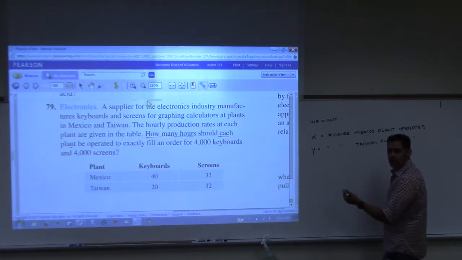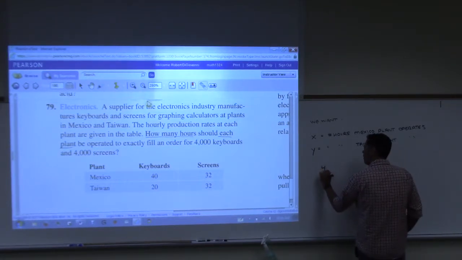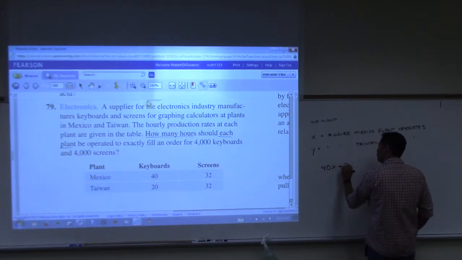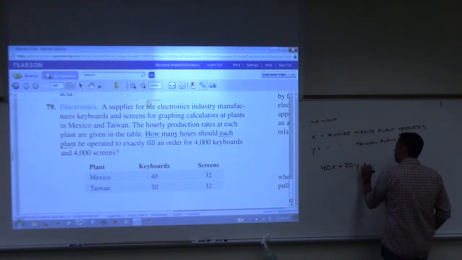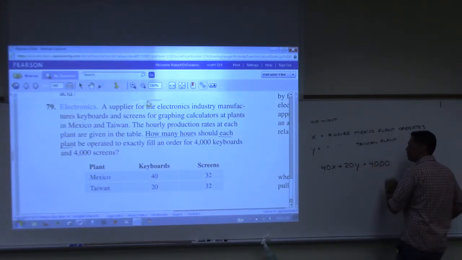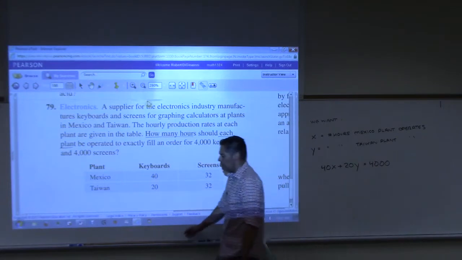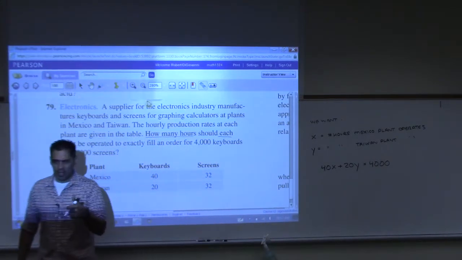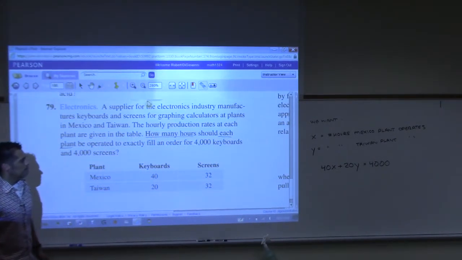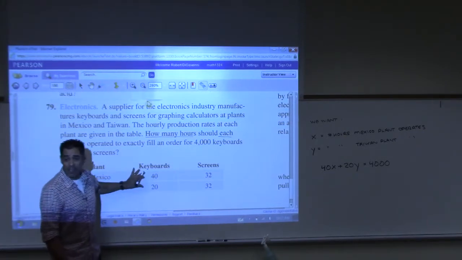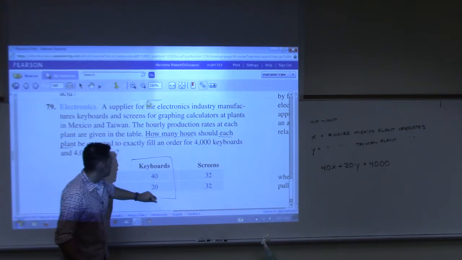Okay, I'm going to write that down. 40x plus 20y equals 4,000. Can you explain to us why you came up with that equation, and then we'll see if the class agrees whether or not that's a good equation? They want 4,000 screens and they want 4,000 keyboards. Okay, so you're just looking at keyboards right now.